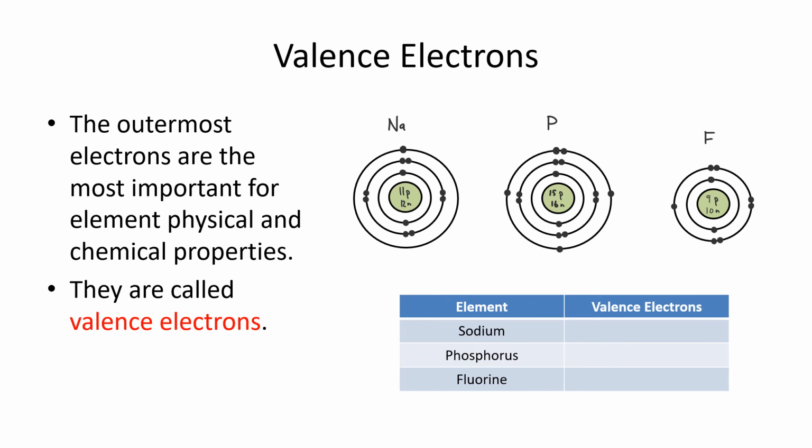So it turns out that the outer shell of electrons is where most of the action happens when it comes to bonding or determining physical and chemical properties. So it gets its own name. They're called valence electrons. And so it's pretty easy once you know what you're looking for. Just look at the outer shell of electrons. You can see that sodium has 1 valence electron. And you can see that phosphorus has 2, 3, 4, 5 valence electrons. And you can see that fluorine has 2, 4, 6, 7 valence electrons. And so being able to quickly discern that will be helpful later on as we start to bond these atoms together.